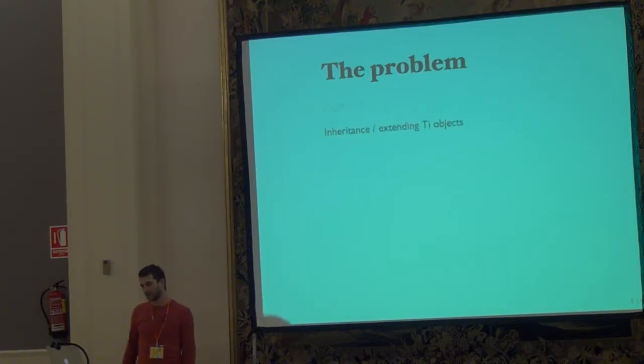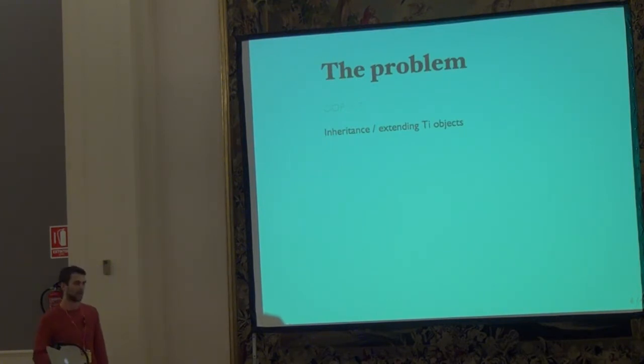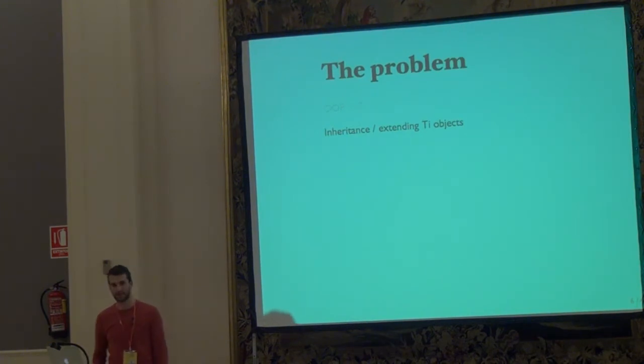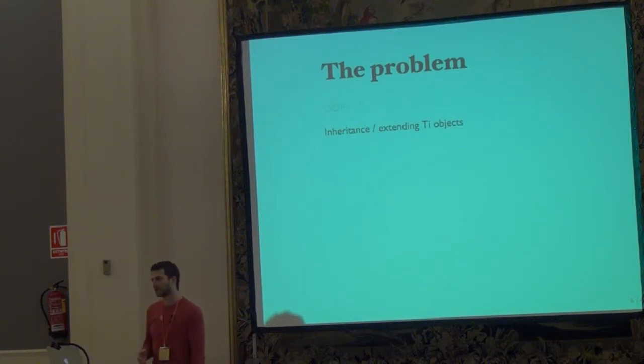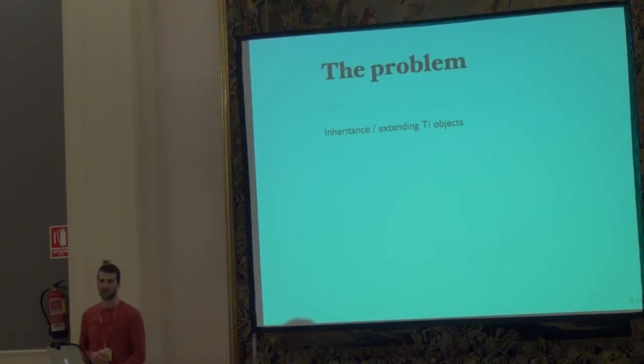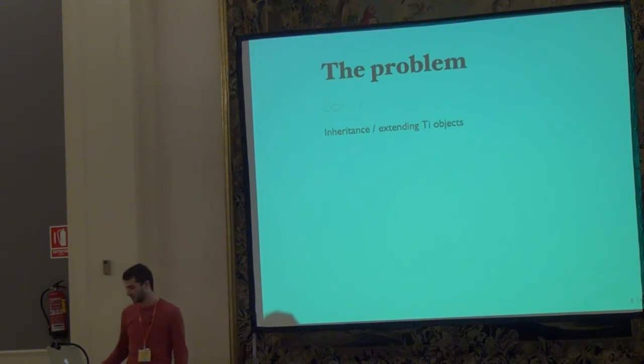So the problem is not only inheritance of Titanium objects, and when I say Titanium objects, I mean Titanium UI objects. The problem is extending. It's bad practice to add new properties or new methods to Titanium proxy objects, because you may know that in the past you couldn't add methods that began with set or get, because they just didn't work.